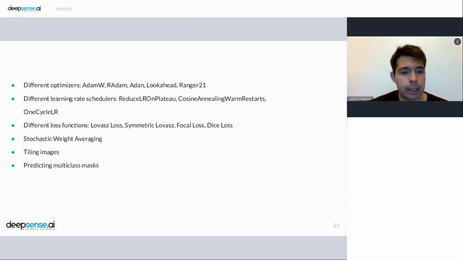And the final thing that I tried and failed was, instead of predicting binary masks, I tried to predict multi-class masks for each organ, and that also did not improve my model. And I think the lesson learned here is that there are many things that you can tweak during your training procedure, and there's no free lunch. You have to try multiple things and see what works and what not. But for me, those things were not that important.